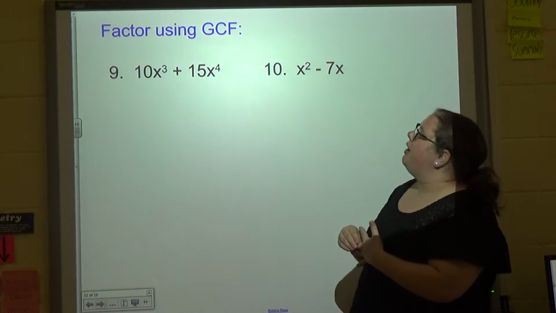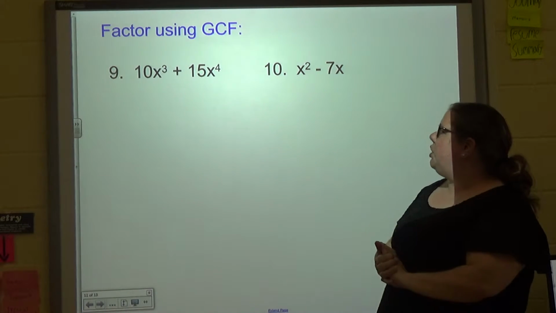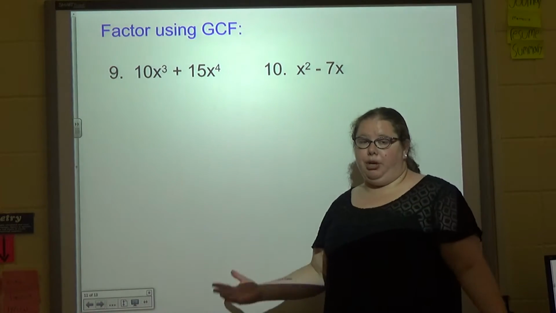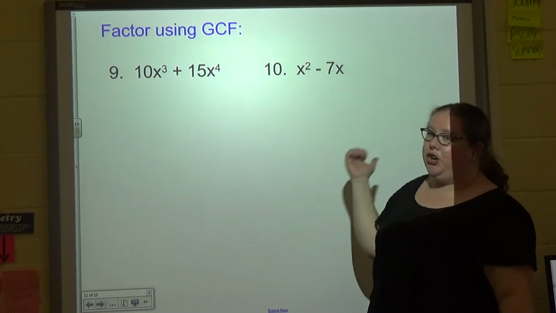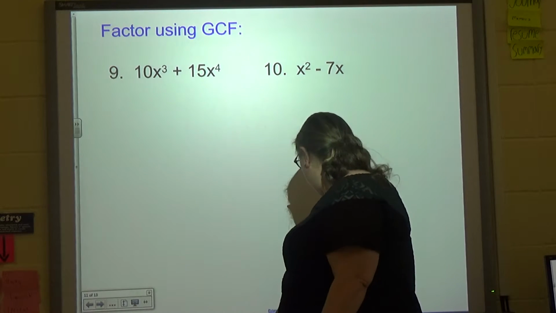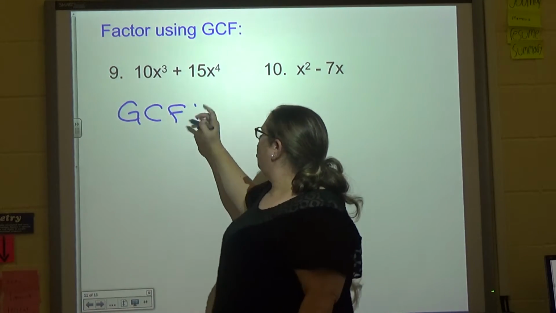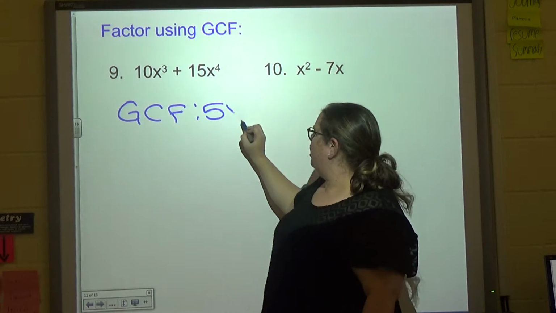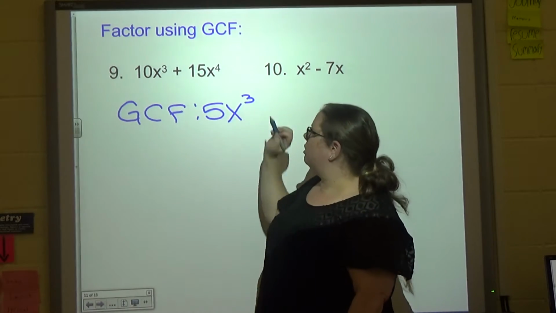Alright, so factor using GCF. So we have 10x cubed plus 15x to the 4th. Now think about what we've been doing previously in this video. Why do you think I taught that to you? So the first step is find your GCF. I have 10 and 15, the GCF is 5. And then I take who has the smaller exponent, x cubed.